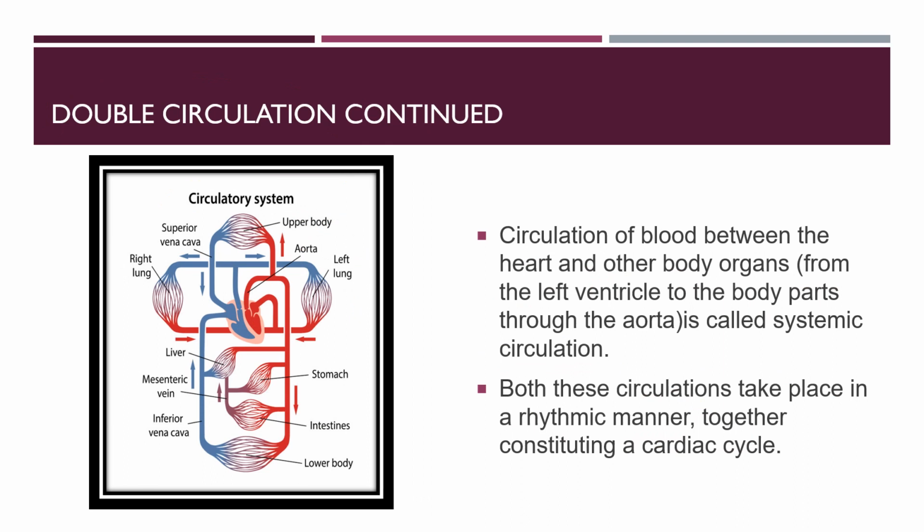Now the circulation of blood between the heart and the other body organs, that is, from the left ventricle to the body parts through the systemic aorta, is called the systemic circulation. Both these circulations take place in a rhythmic manner. From the right ventricle to the lungs through the pulmonary artery, and from the left ventricle to different parts of the body through the aorta, is called the systemic circulation. Both these circulations, taking place in a rhythmic manner, together constitute the cardiac cycle. So this constitutes the cardiac cycle in full.